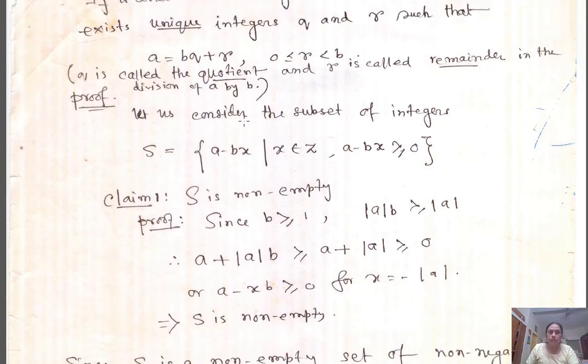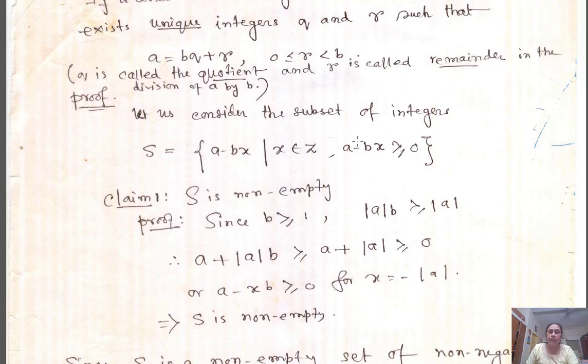We consider this subset of integers: the collection of all integers of the form a minus bx, where x is some integer. x may be positive, may be negative, and a minus bx is greater than or equal to 0. So this is a subset of non-negative integers. Now, the first claim is that S is non-empty.